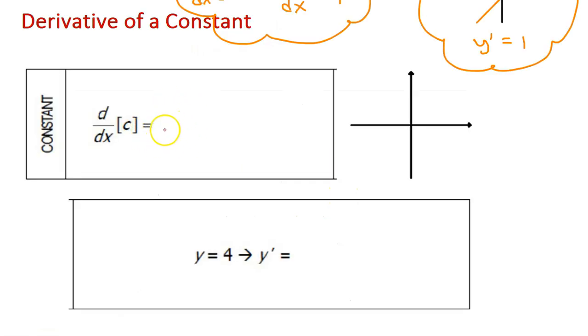Can you guess the rule for the derivative of any constant c? Well, any function y equals c is going to be a horizontal line at c. And derivative means the slope of the curve. And we know that any horizontal line is going to have a slope of 0. So the derivative of any constant is 0. For example, given the function y equals 4, y prime equals 0.